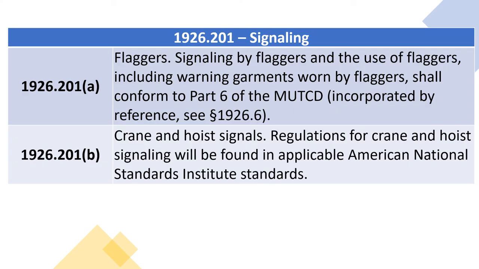OSHA 1926.201, Signaling. 1926.201(a), Flaggers. Signaling by flaggers and the use of flaggers, including warning garments worn by flaggers, shall conform to Part 6 of the MUTCD, incorporated by reference, see Section 1926.6.